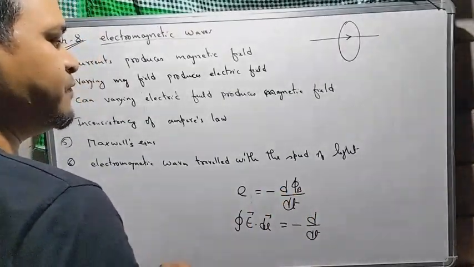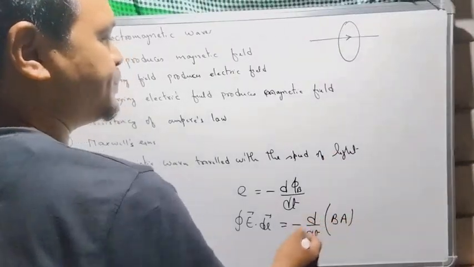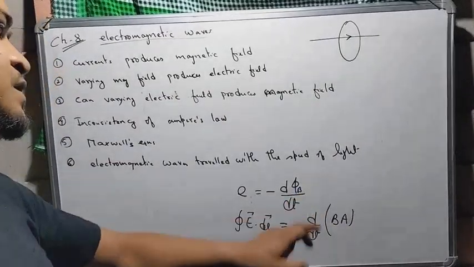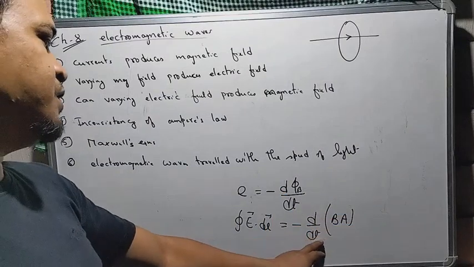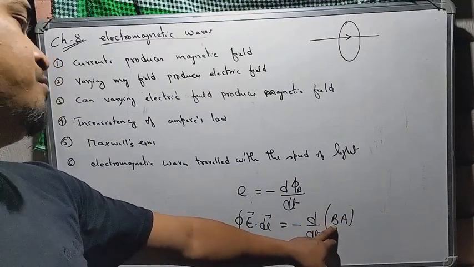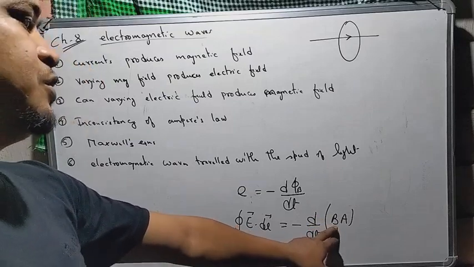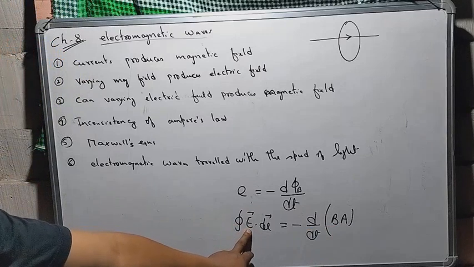Phi is the magnetic flux. So for the magnetic flux, I can say it is equal to BA. So the product of magnetic field and area is the magnetic flux. d/dt of B, what does it mean? It means that the magnetic field here is changing. So this changing magnetic field will produce an electric field.